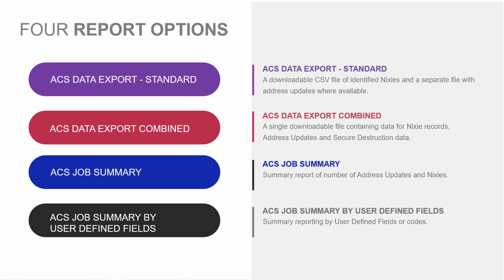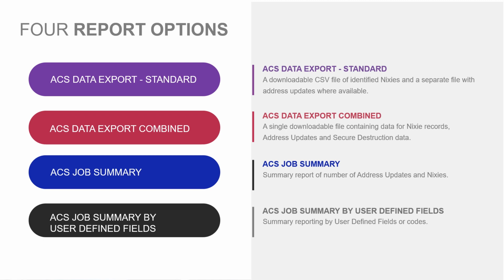There are actually 4 different types of reports contained within SnailWorks. There are 2 reports that are data extract or data export reports and 2 summary reports. The first data export report is a standard one, and this actually provides you with 2 files, one of your NICSEs or undeliverable records, and a separate file of any records where an updated address has been established for a particular record. Now, the data export combined report provides both of these reports combined together in a single file, along with any secure destruction data if you're utilizing those services through the postal system.